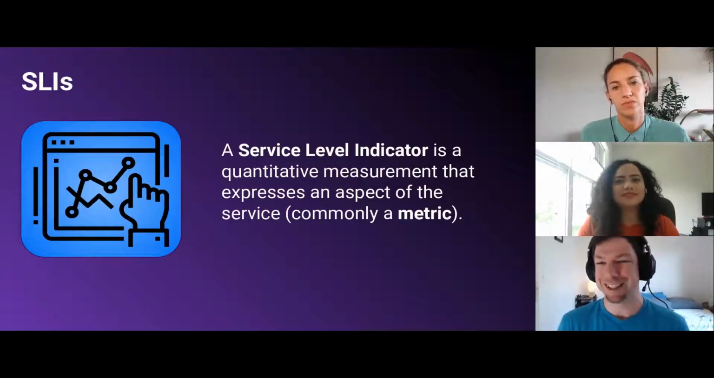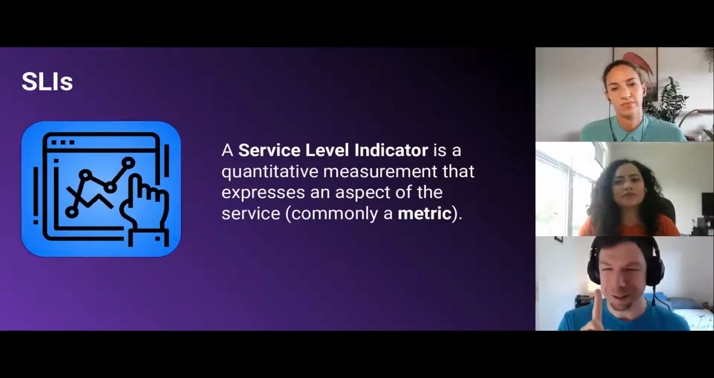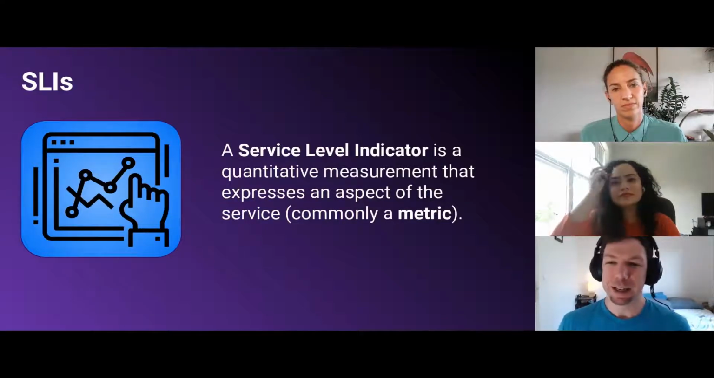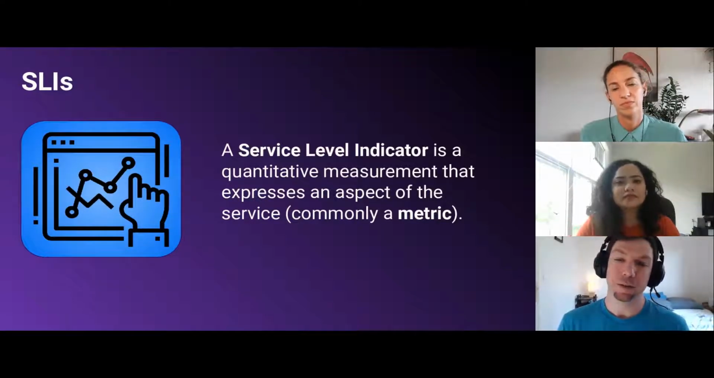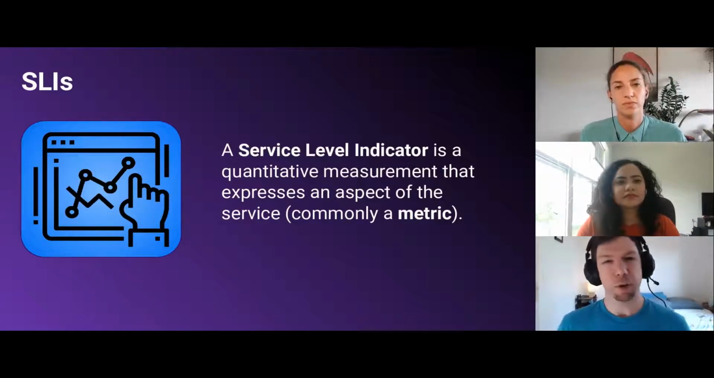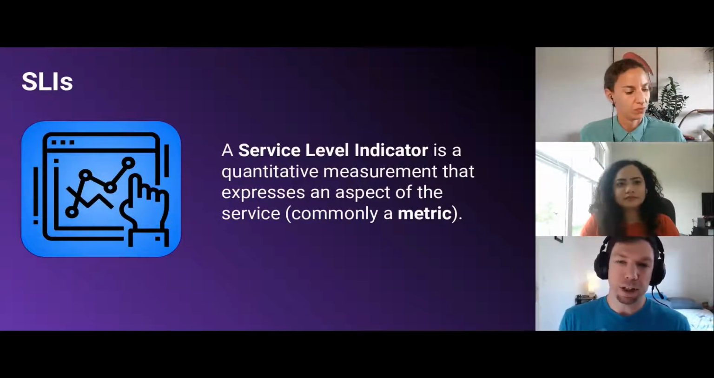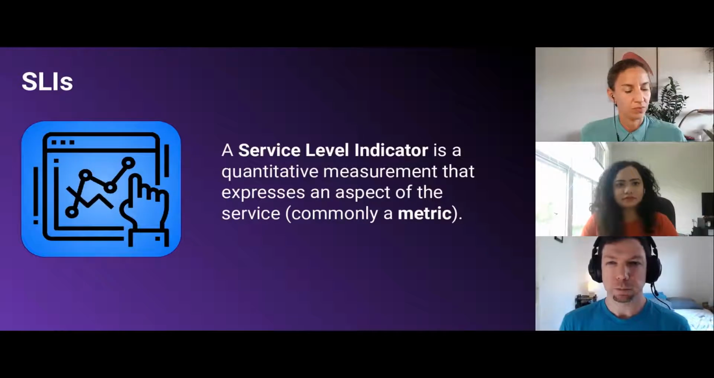A service level indicator is a quantitative measurement. That's an important aspect. It expresses an aspect of the service and is commonly a metric, right? That last part is also important. It's commonly a metric, but it doesn't have to be. We could talk about why that is a little bit later on. The other word here, as I mentioned, is quantitative.